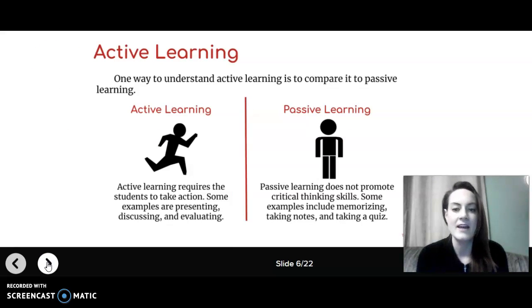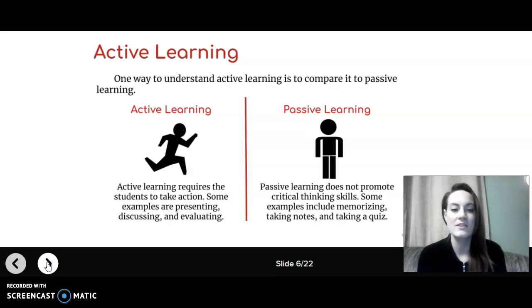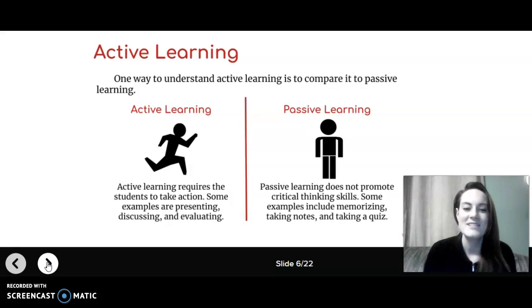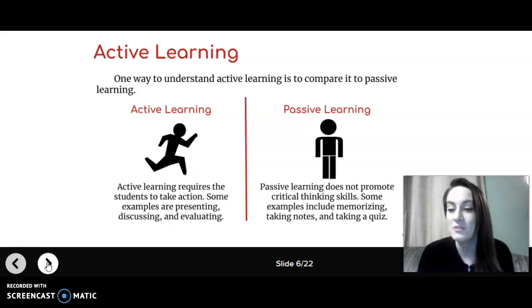One way to understand active learning is to compare it to passive learning. Active learning requires the student to take action. Some examples are presenting, discussing, evaluating. In comparison, passive learning does not promote critical thinking skills. Some examples include memorizing, taking notes, and taking a quiz.